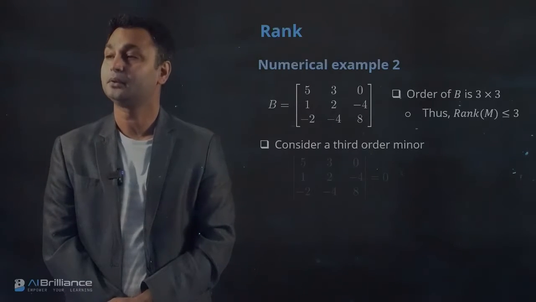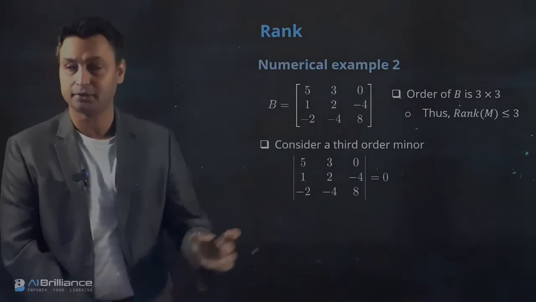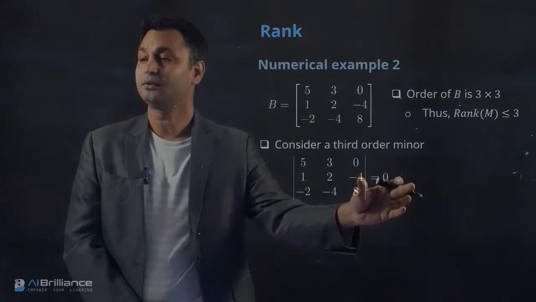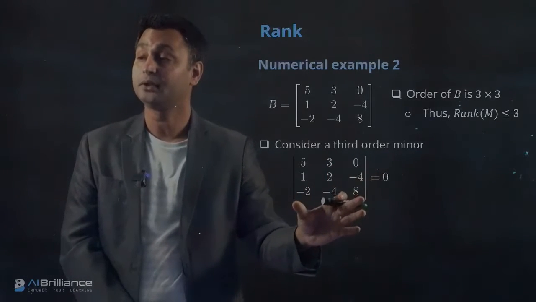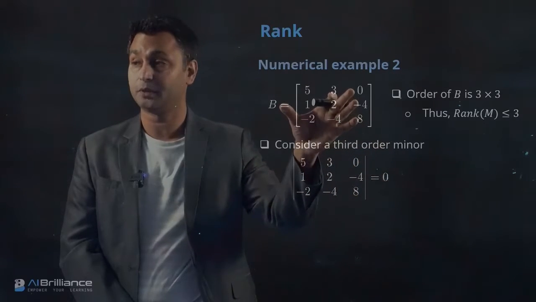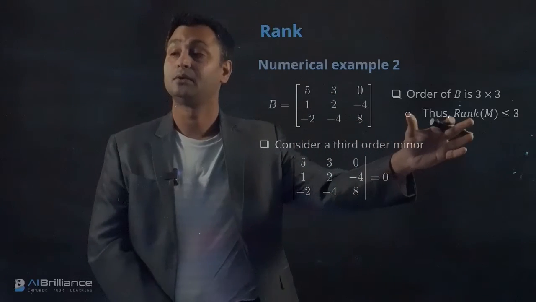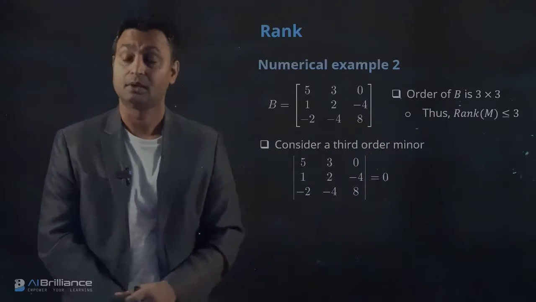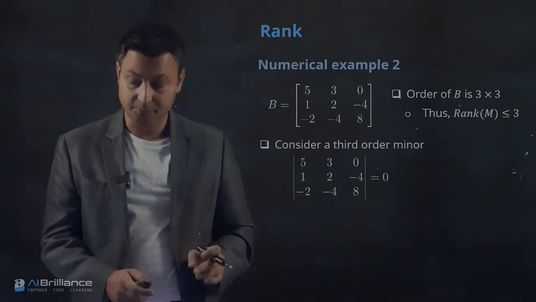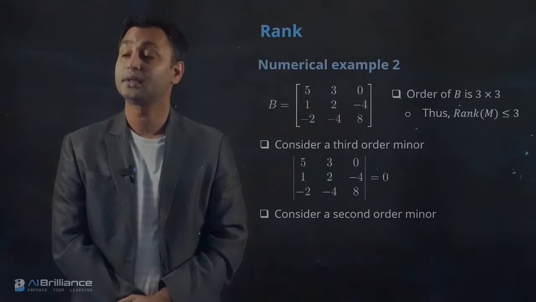We will take the whole matrix and determine the determinant of the whole matrix. It turns out if I compute this matrix determinant, it became 0. Now the determinant of the third order minor of this B is 0, so that means the rank of this matrix is not 3, it's less than 3. Now we will go ahead and dig deeper and consider the second order minor.